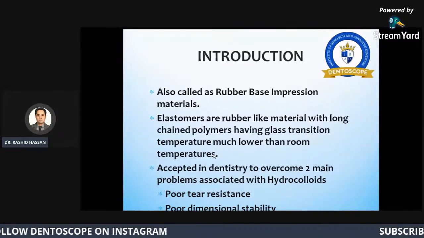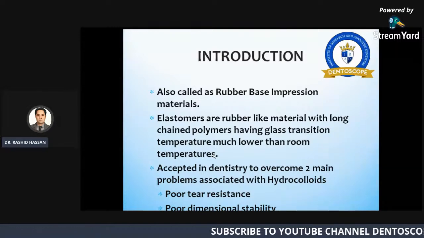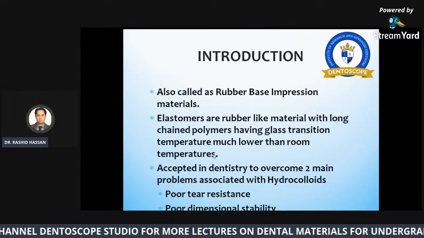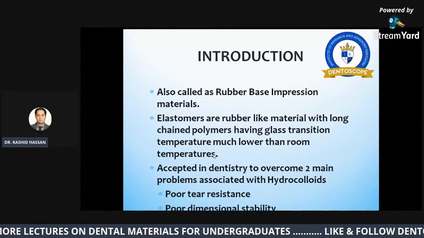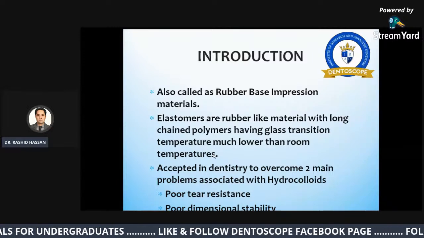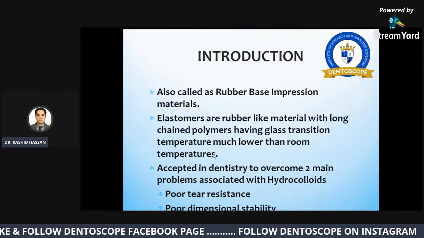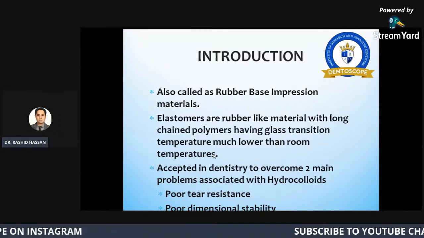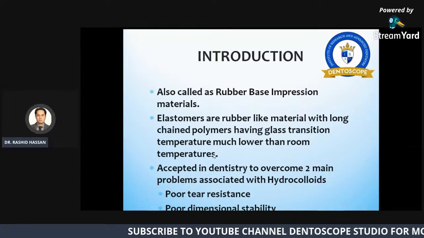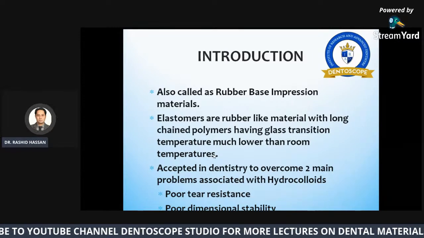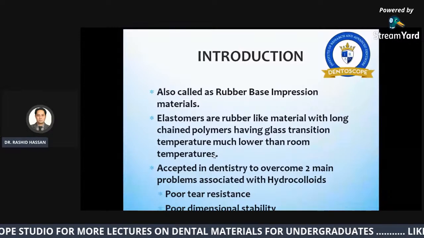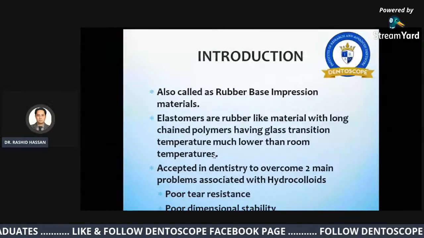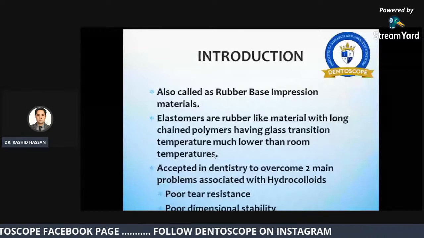So all the elastomeric impression materials are polymers, and they have a glass transition temperature which is lower than the normal room temperature. So let me talk about the glass transition temperature first. I want to discuss this to make things clear. Glass transition temperature is that temperature at which there is certain mobility seen among all the molecules in a polymeric chain.